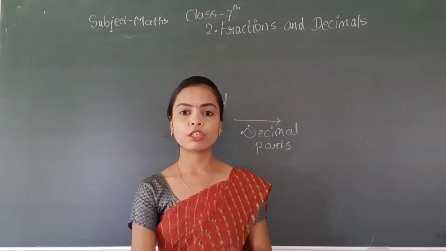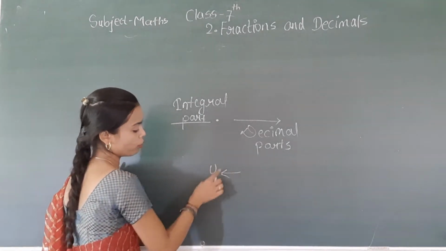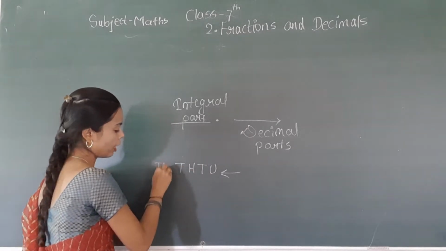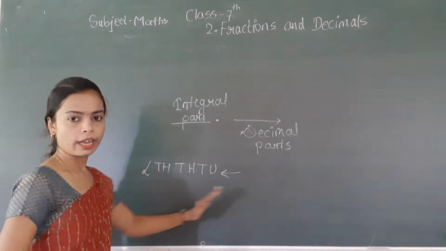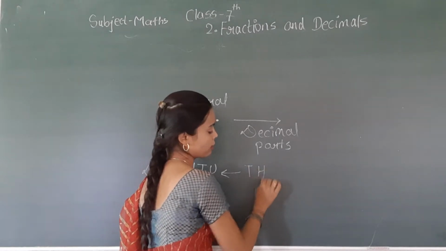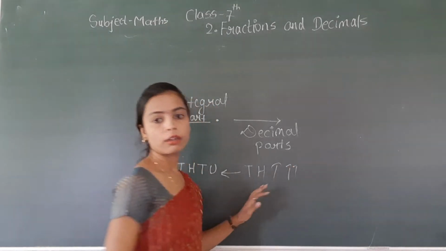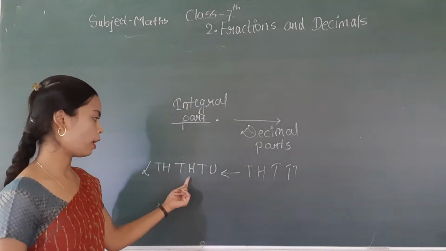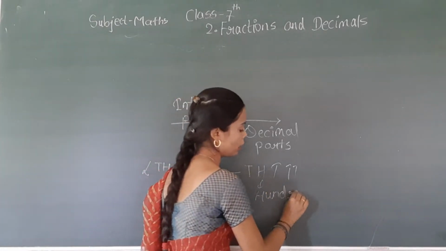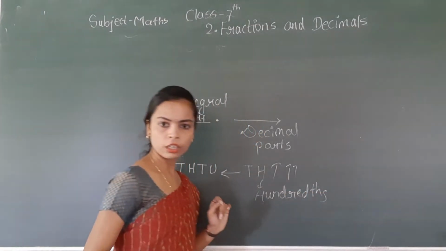We have also completed the place values of decimals. On the left hand side the place values are units or ones, tens, hundreds, thousands, 10,000 and lakhs, and on the right hand side tenths, hundredths, thousandths, ten-thousandths. What is the difference between the two? It is hundreds and hundredths, which means we also suffix the th.